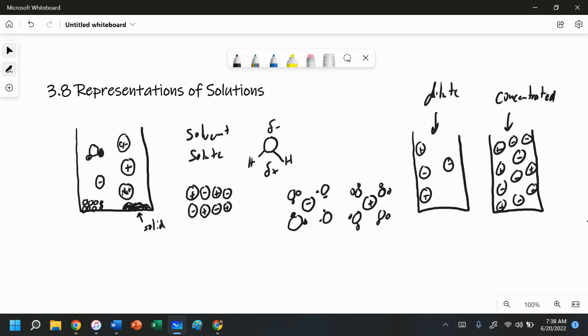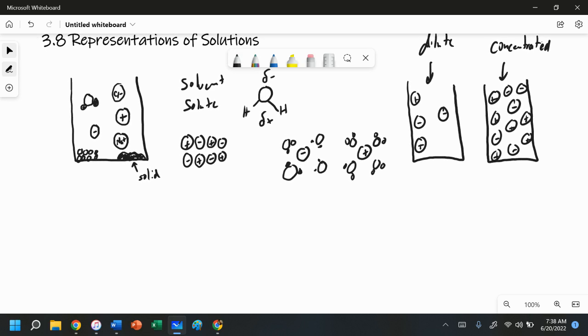Another thing to think about when you're thinking about solutions is not just how ions dissolve in water, but how do molecular compounds dissolve in water? Remember, like dissolves like. And what that means is that polar molecules dissolve polar molecules, and nonpolar molecules are more likely to dissolve nonpolar molecules. So like dissolves like, and apparently I can't spell. So like dissolves like. So polar substances dissolve polar substances.